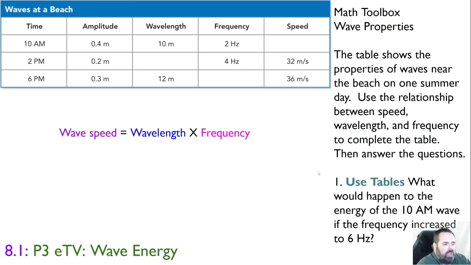Okay, let's wrap up here with summarizing how this works, right? The table shows the property of a wave on a beach one summer day. We're going to use the relationship between speed, wavelength, and frequency to complete the table. Okay. So let's start by completing the table. You're going to fill in speed, wavelength, and frequency here using this equation.